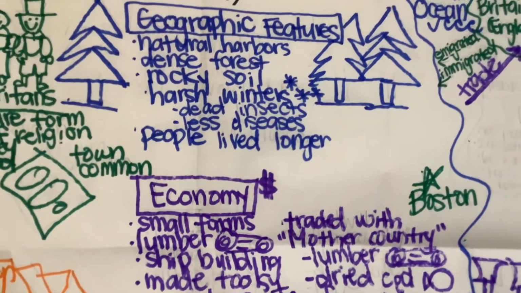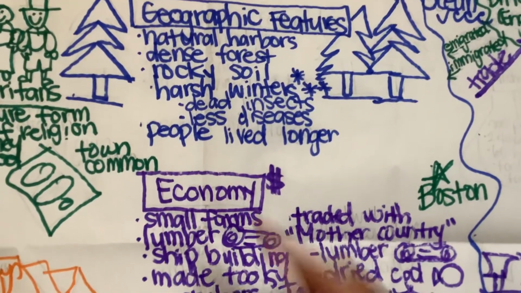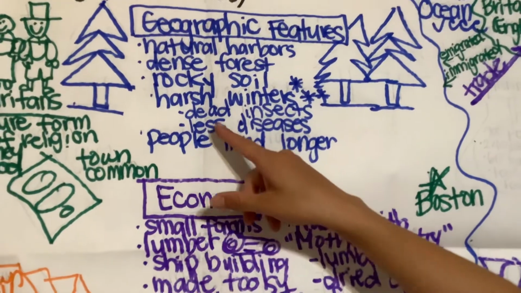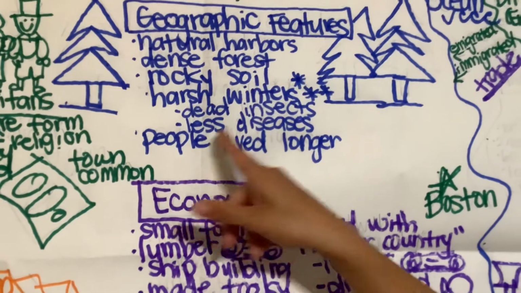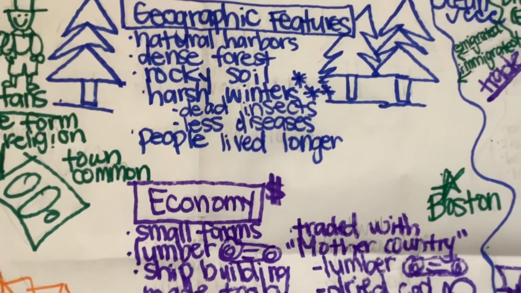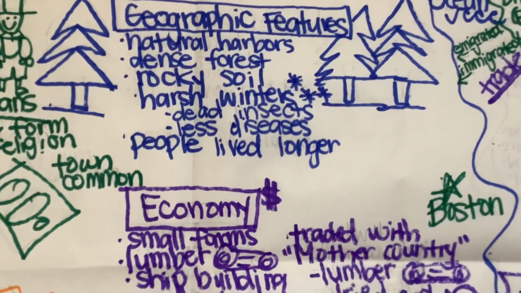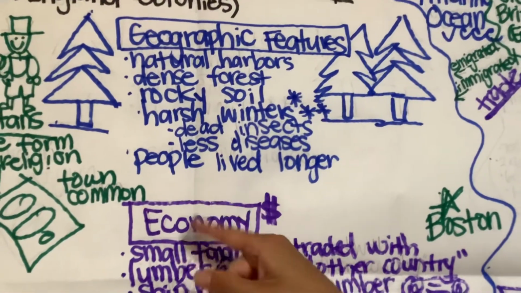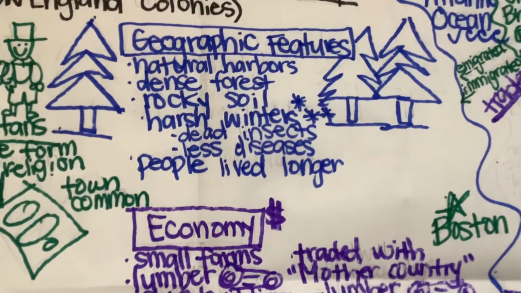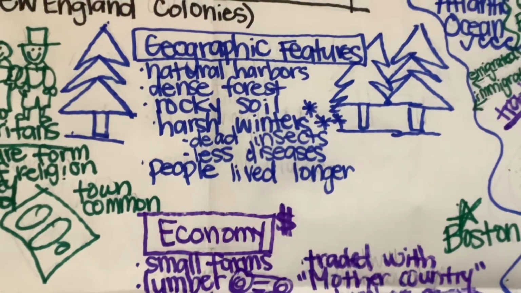Because their winters were so cold, it caused dead insects. Read this with me. Dead insects. With dead insects, they had less diseases. Read that with me. Less diseases. So less insects were spreading diseases, which made people live longer. Read this with me. People lived longer.